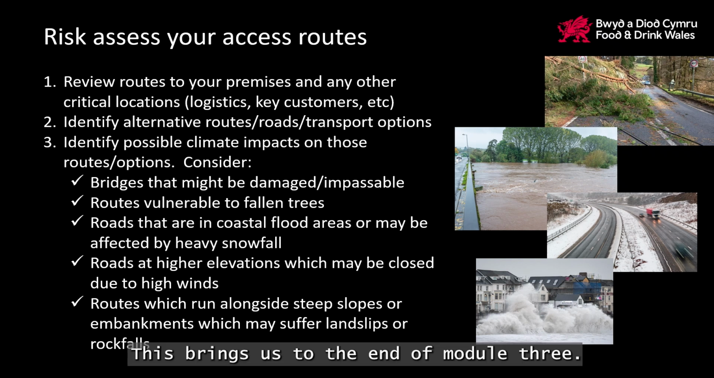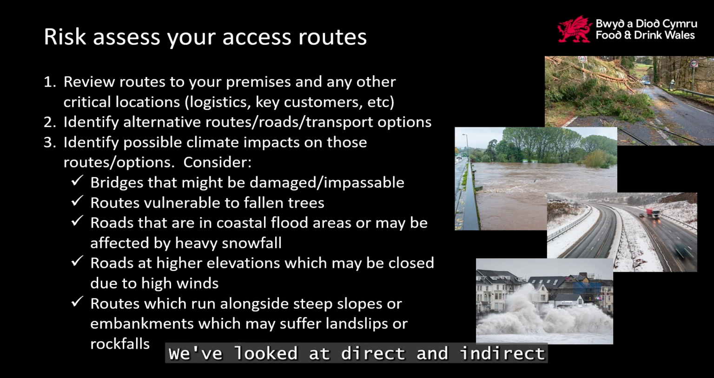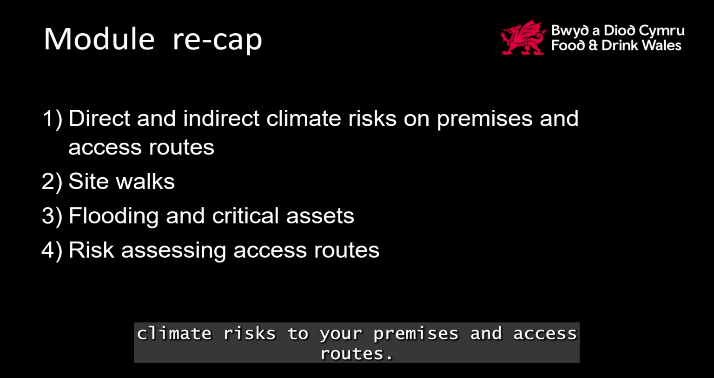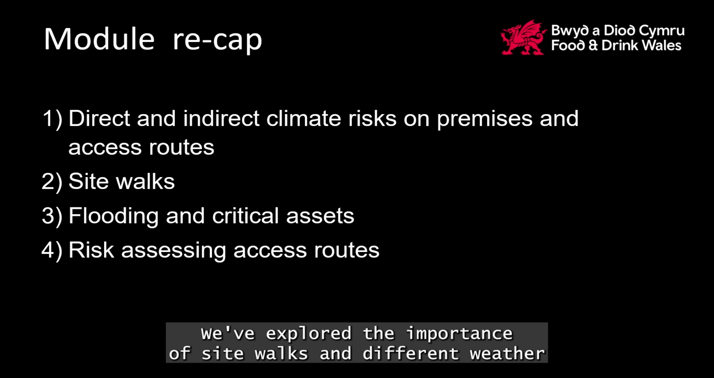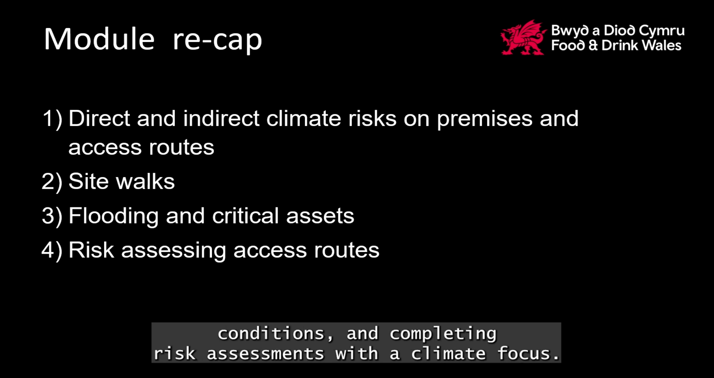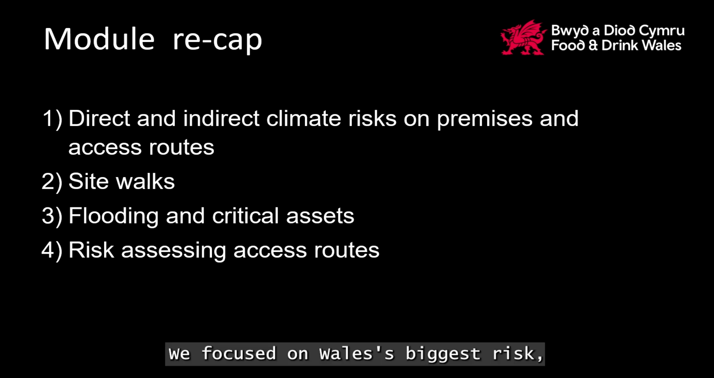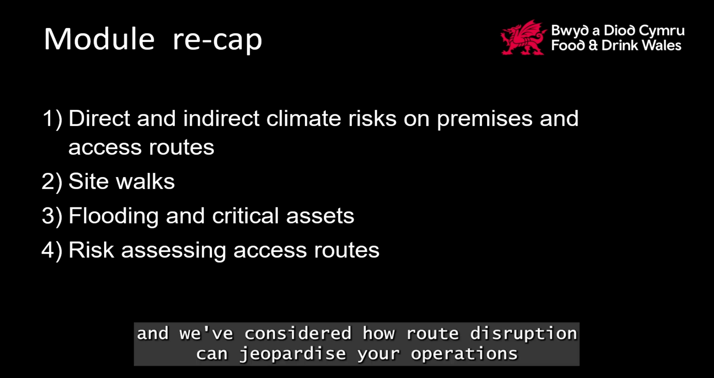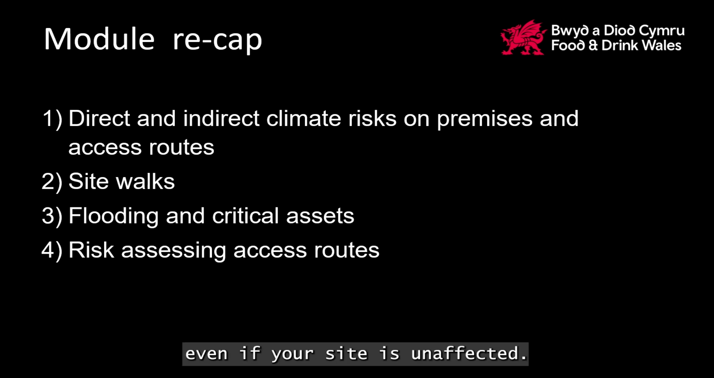This brings us to the end of Module 3, so let's recap on what we've covered. We've looked at direct and indirect climate risks to your premises and access routes. We've explored the importance of site walks in different weather conditions and completing risk assessments with a climate focus. We've focused on Wales's biggest risk, which is flooding, and how to plan for it. And we've considered how route disruption can jeopardize your operations even if your site is unaffected.